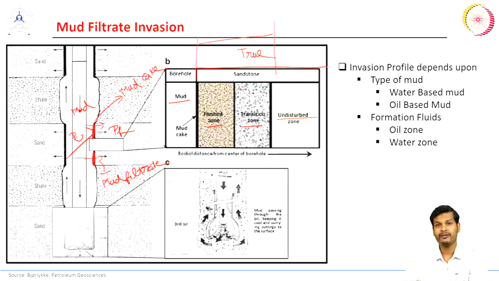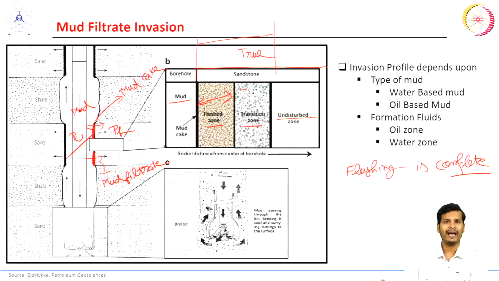The flush zone is a zone where the flushing is complete. What do we mean by the flushing is complete? When mud filtrate goes inside the formation, it will displace the formation fluid. When the flushing is complete, that means mud filtrate cannot displace any more of the formation fluid. Two things can happen in the flush zone: either the mud filtrate displaces all of the formation fluid and solely occupies all the space in the flush zone, or it displaces the formation fluid to its irreducible level, and mud filtrate and the formation fluid will exist at irreducible saturation.